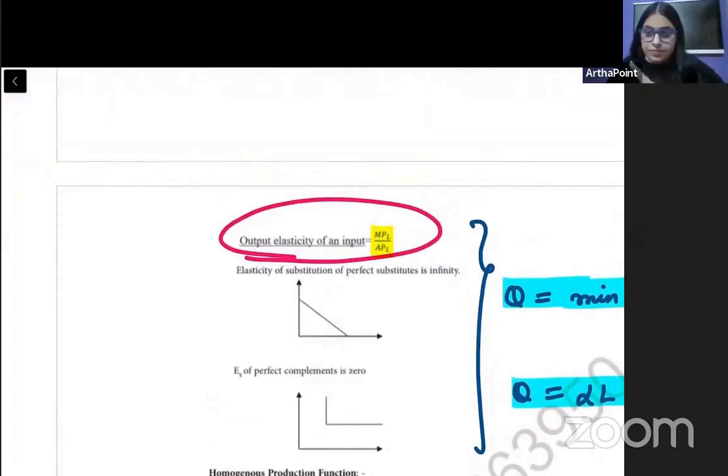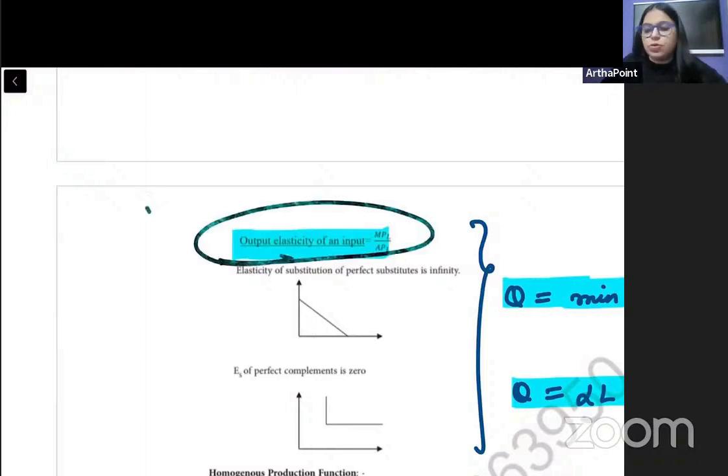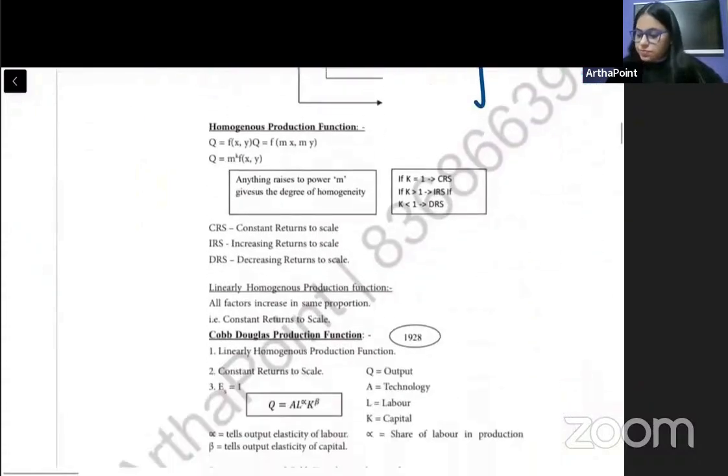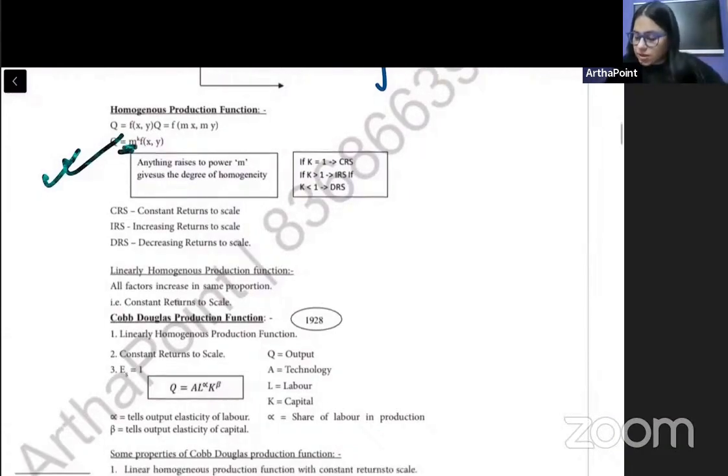Sometimes in exam, they will just ask you this formula. So ये formula is equally important, that the output elasticity of input is MPL by APL. ये काफी important and you should be aware of this. Okay. Then you have, beta, homogeneous function. Any function जिसमें हम scale करके factor को बाहर निकाल पाएं, m को बाहर निकाल पाएं, that's a homogeneous function.